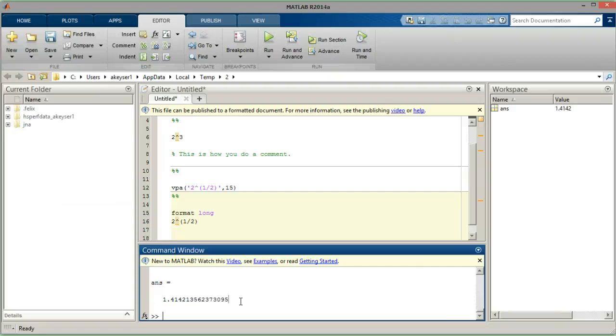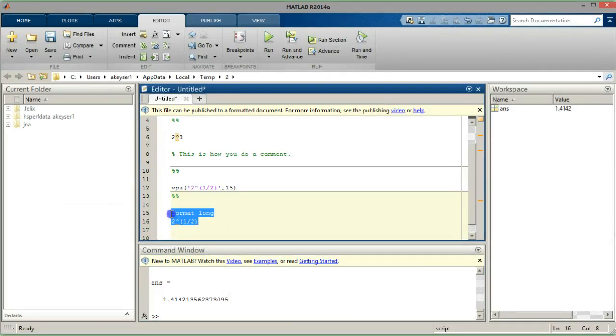So let's try another example. Let's put here format long, and I'm going to put a different expression here. So let's try sine of 0.01 divided by 0.01. Okay, so if we do this, let's run section, we get this number.